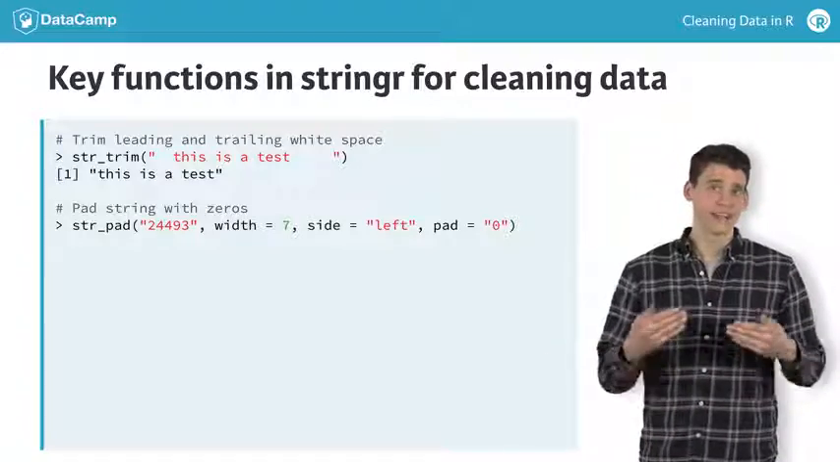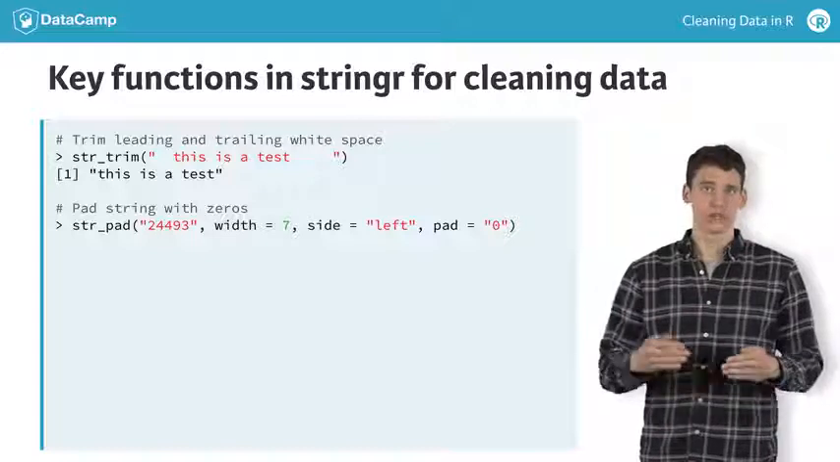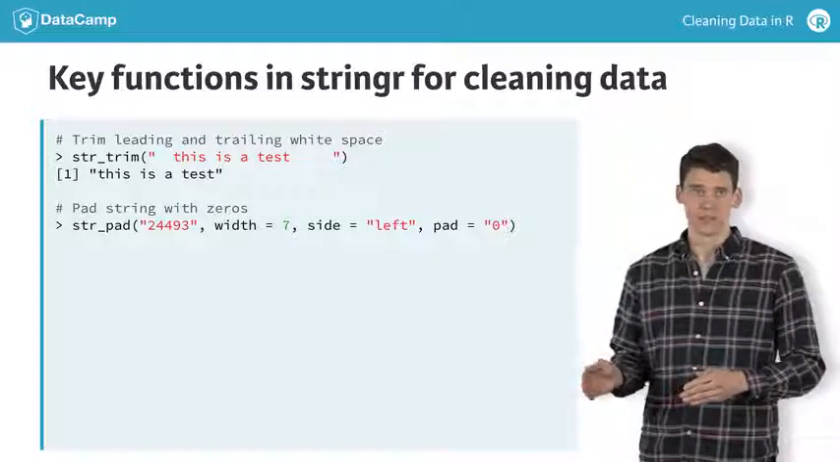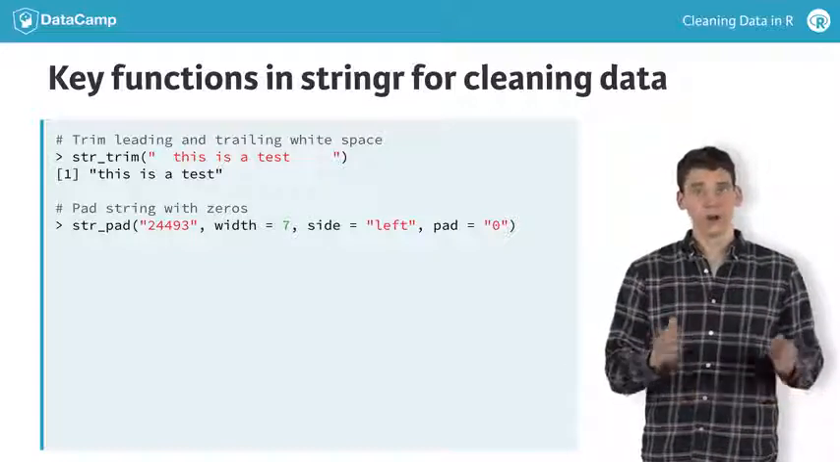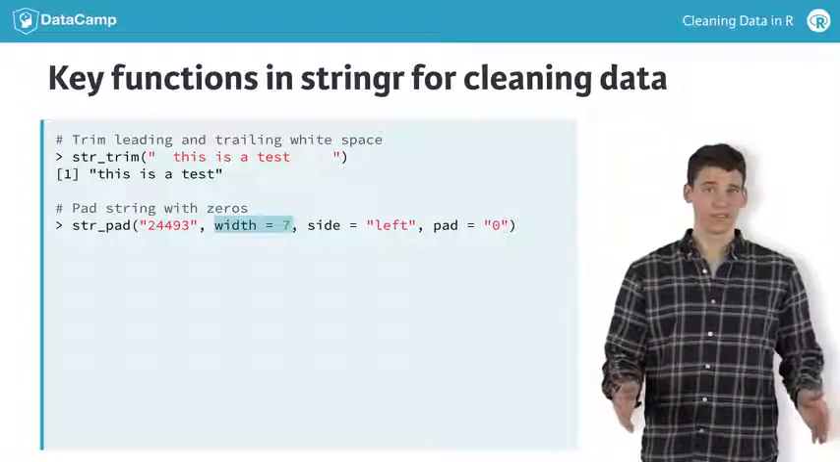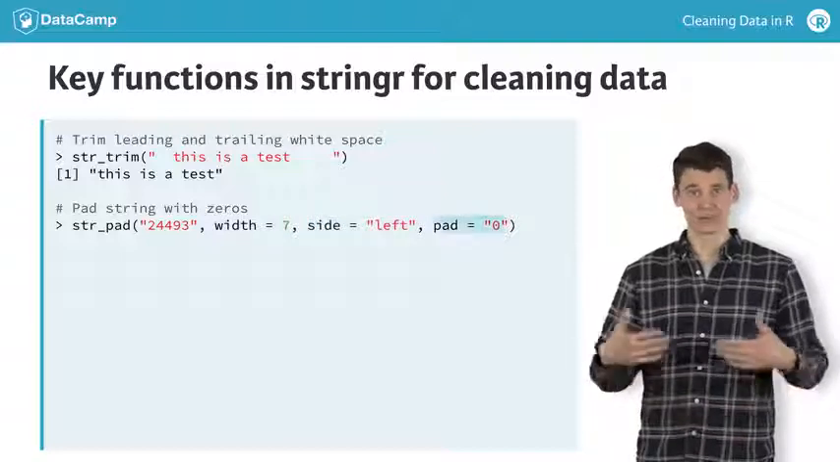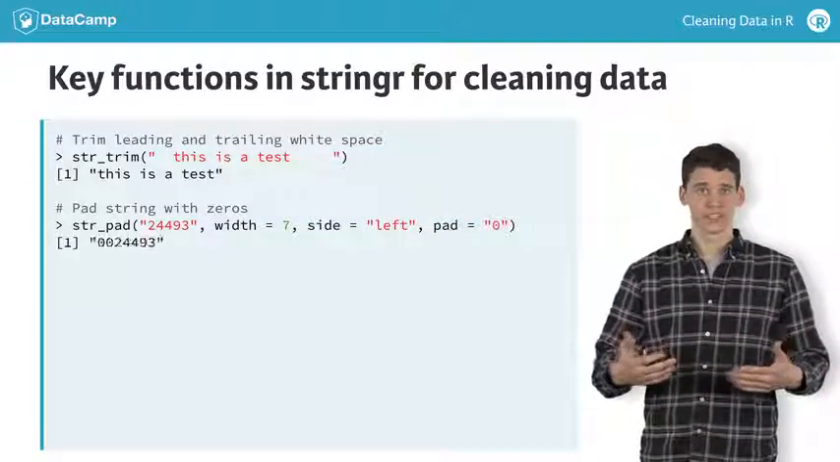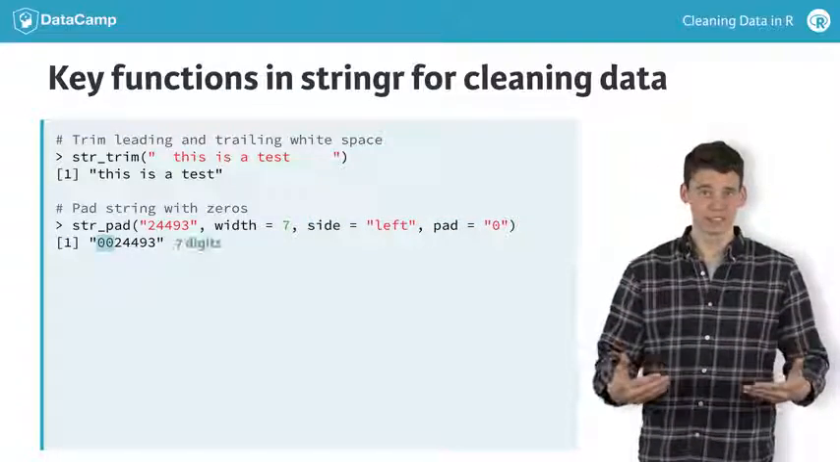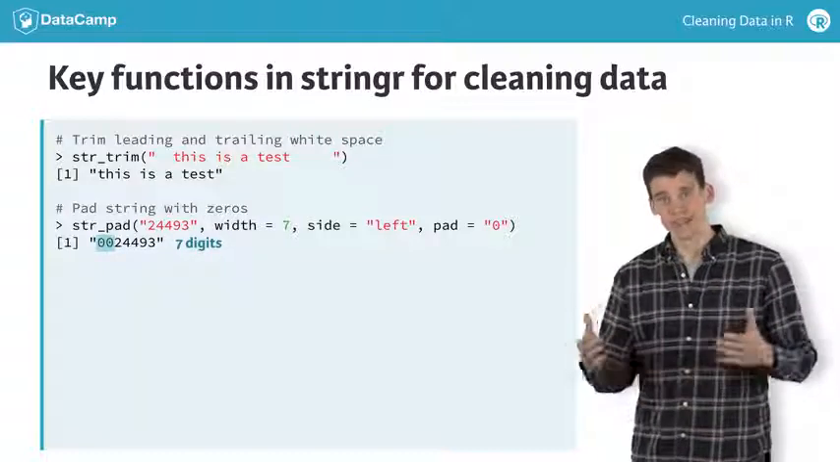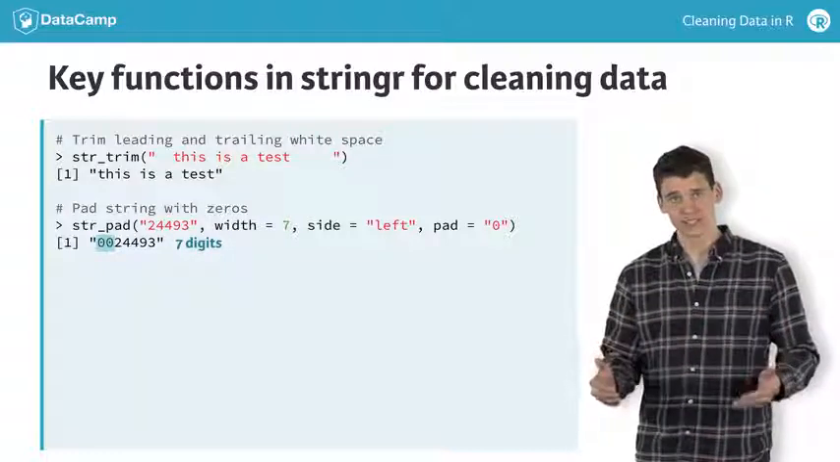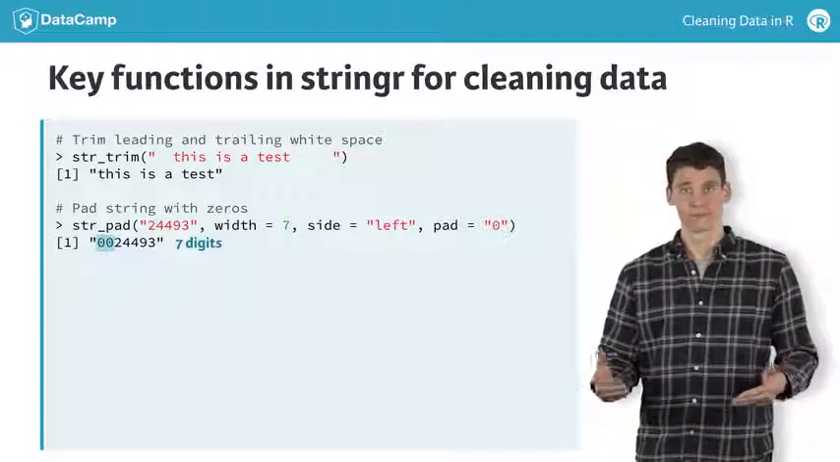You now need to add them back, which you can do by passing the employee ID to str_pad along with the arguments width equals 7, side equals "left", and pad equals "0". This says that the ID should be 7 digits total, and that if it's not, pad the left side with zeros until it is. Pretty handy, right?